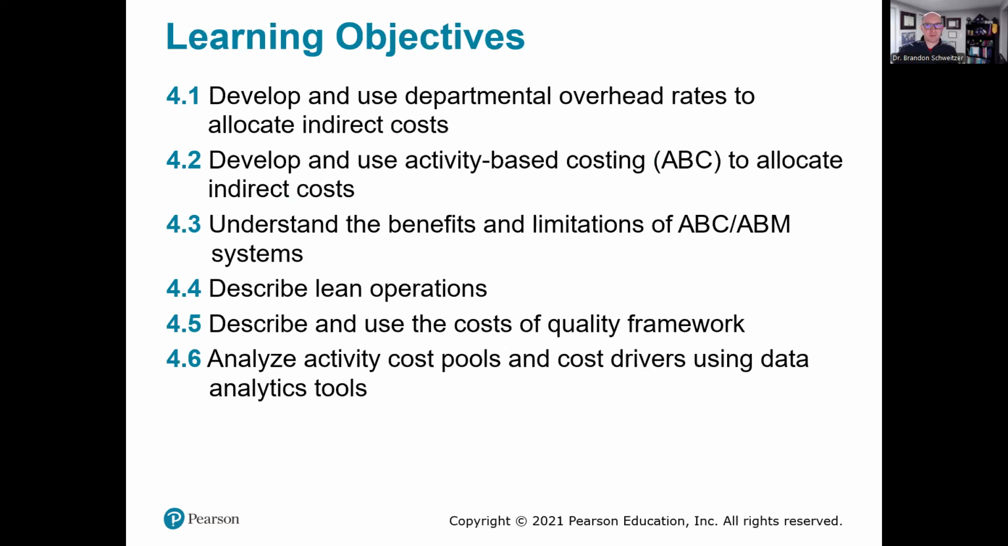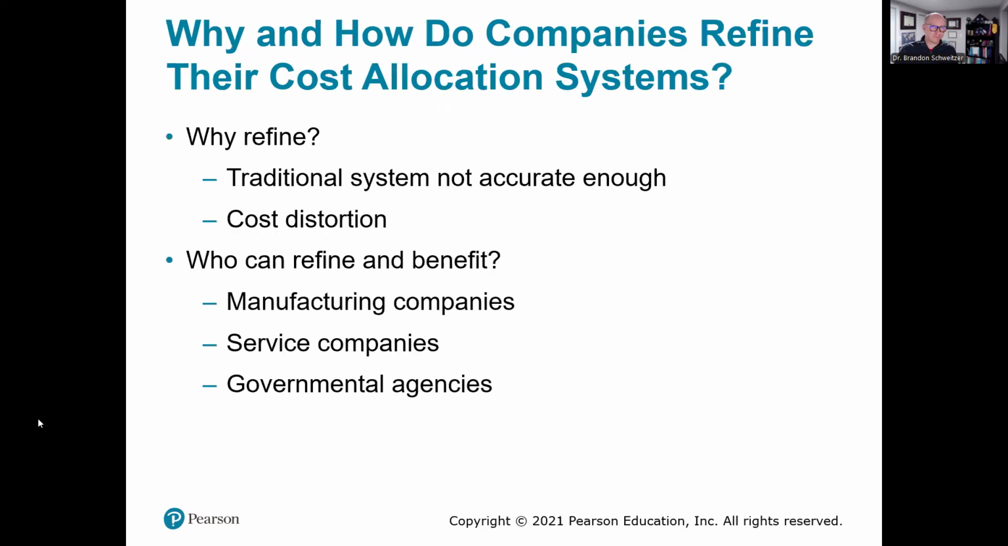So, yeah, we'll talk about the overhead rates and allocations of indirect costs. We'll talk more about the activity-based costing method, and we'll also just talk about lean operations and how to be more effective when it comes to our quality in our work.